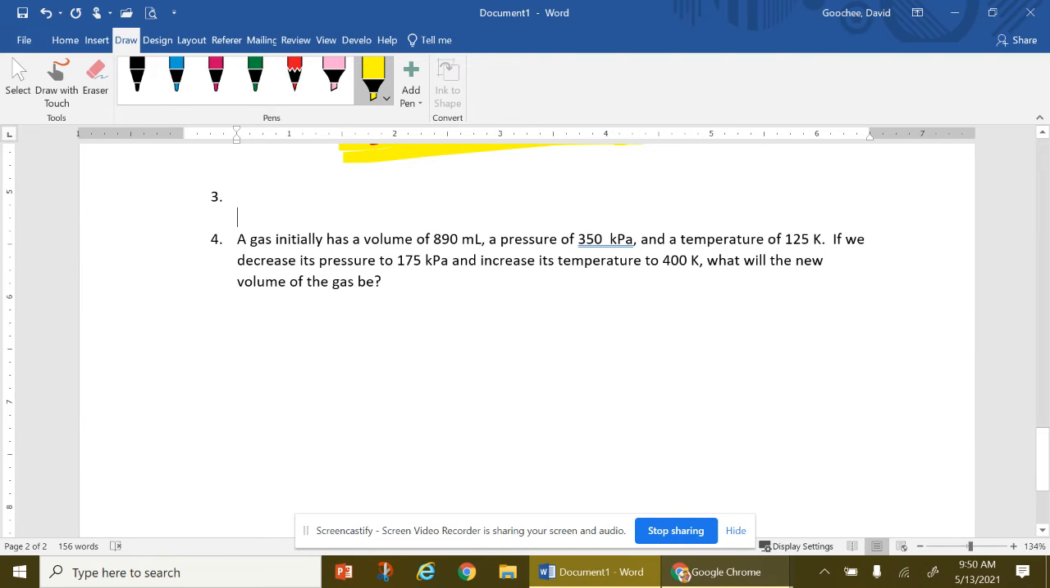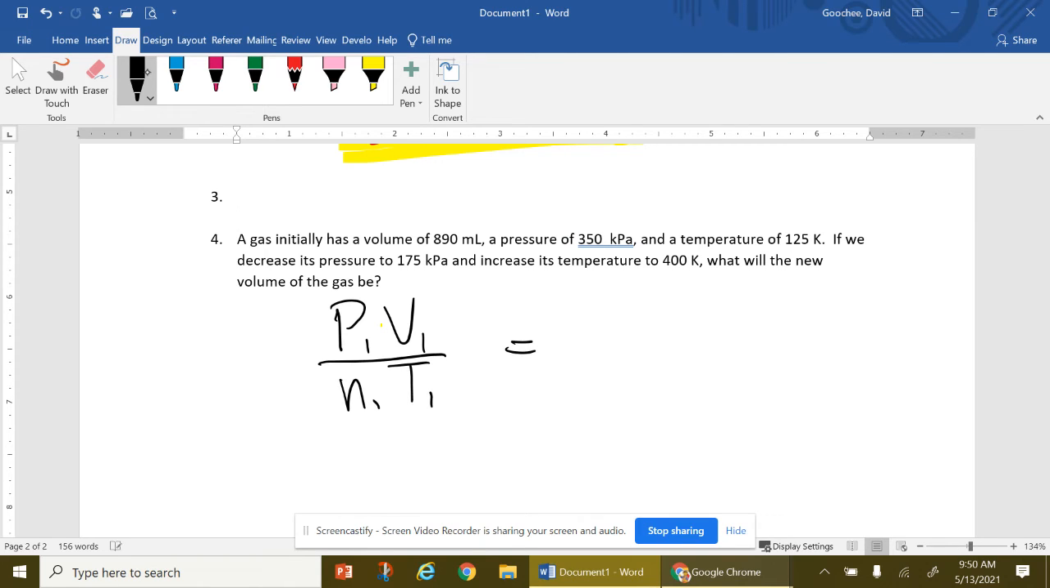As always, I start by writing the complete gas law. The initial pressure times the initial volume divided by the initial number of moles times the initial temperature is going to equal the final pressure times the final volume divided by the final moles times the final temperature.